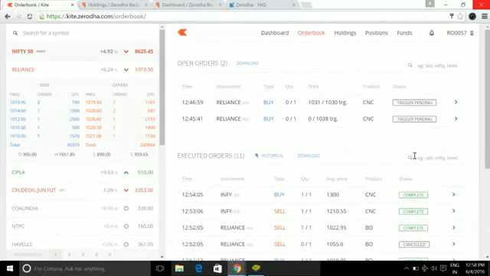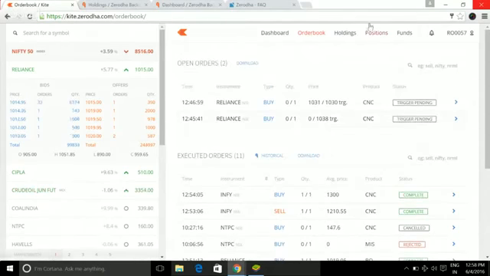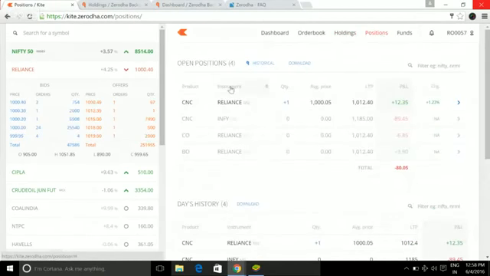So the same kind of search options are available everywhere, right? And you can also sort this based on whatever, from time to instrument to type. By default it is sorted by time, but if you want to sort by instrument, you can do that as well, right? So this search and sort is available for you on holdings, positions, and order book.